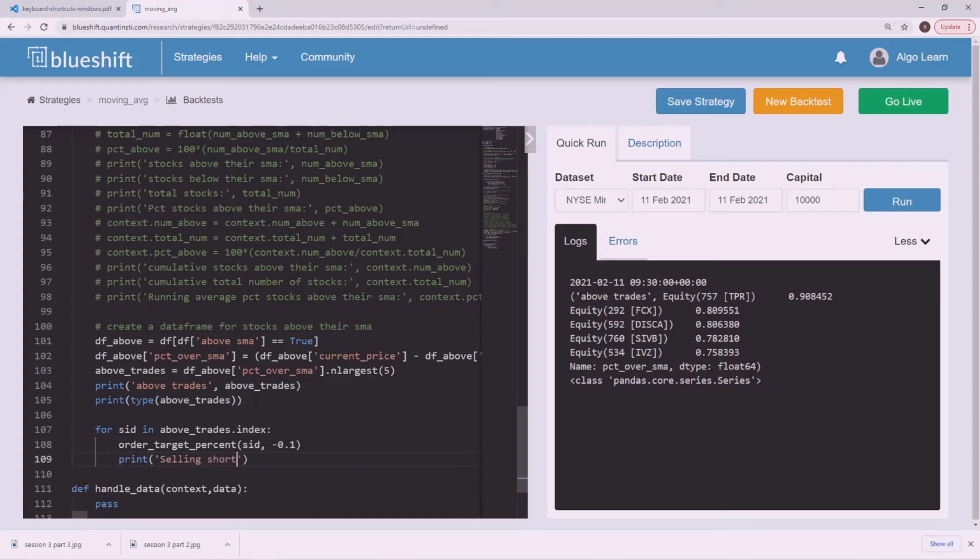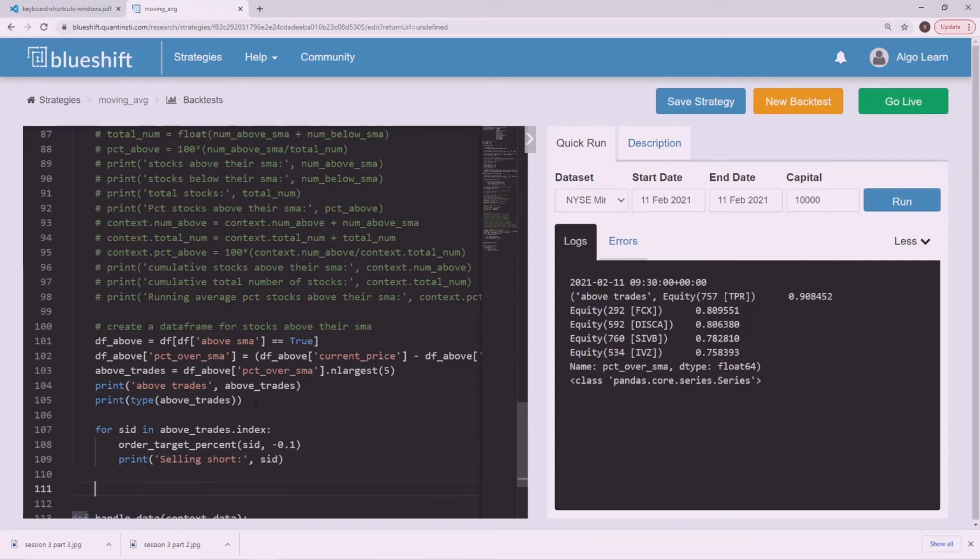Selling short. And then we're just going to put SID just so we can see which position we're selling short. As this for loop runs and places the trade, it will prompt us in the logs, say selling short, and tell us the TPR, and then we'll know that the trade has been placed. All right, now we know our short positions.